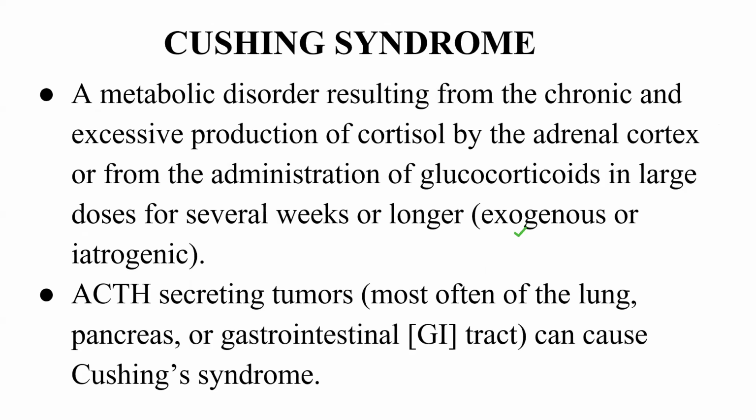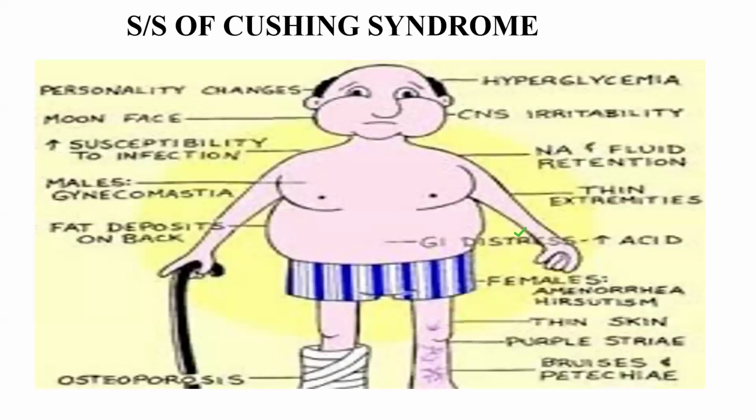Okay, so this is just the opposite of the Addison disease that we've been talking about. So what are the signs of Cushing syndrome? You see, they're always like this. There is always personality change. There's hyperglycemia because there's an overproduction of cortisol, unlike what we have in Addison disease, where there is a low production, right?